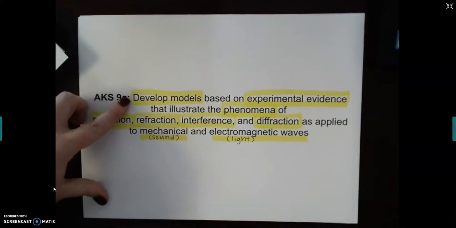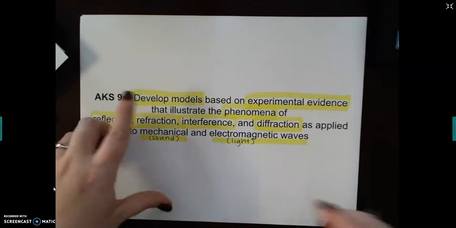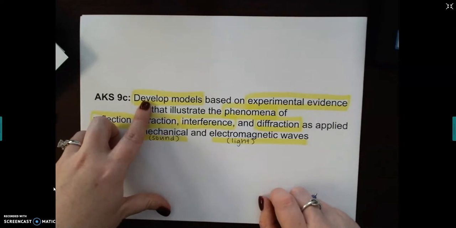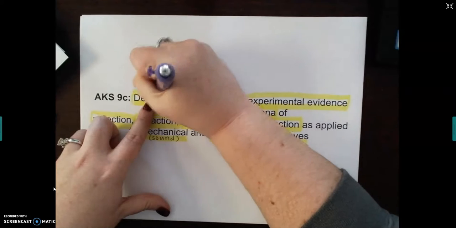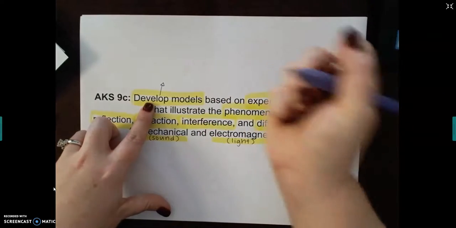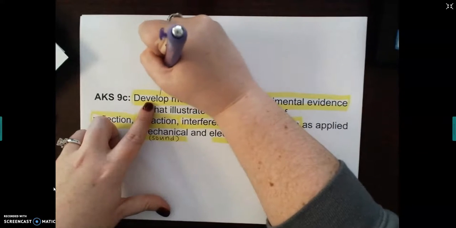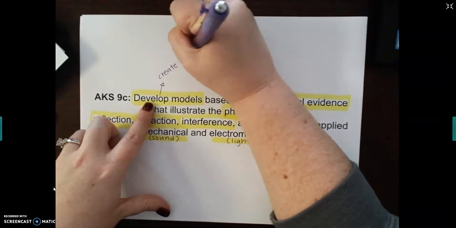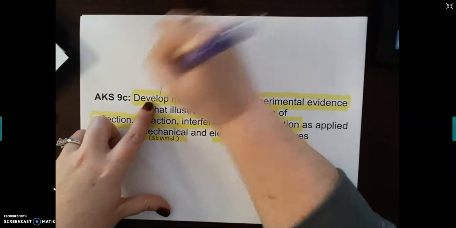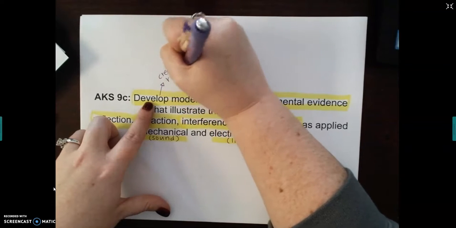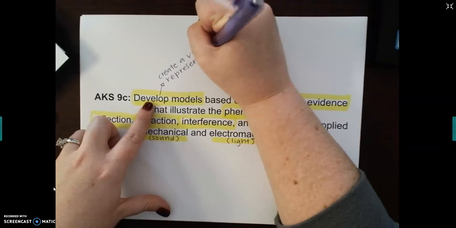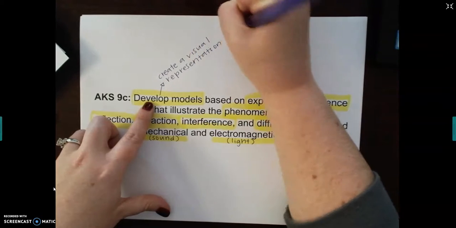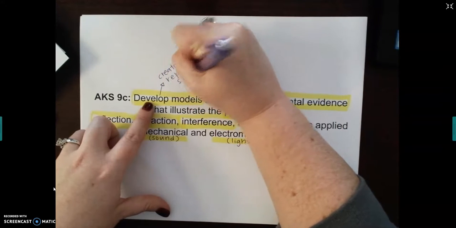Let's jump up to the top, up here where we have our science and engineering practices. So first we're going to start with developing models. Developing models is going to mean that we are creating a visual representation to show our understanding.